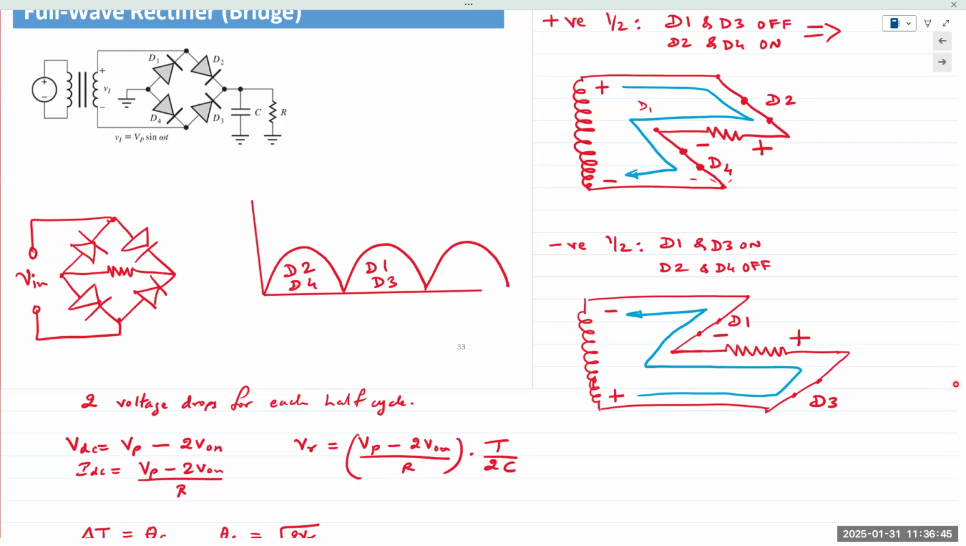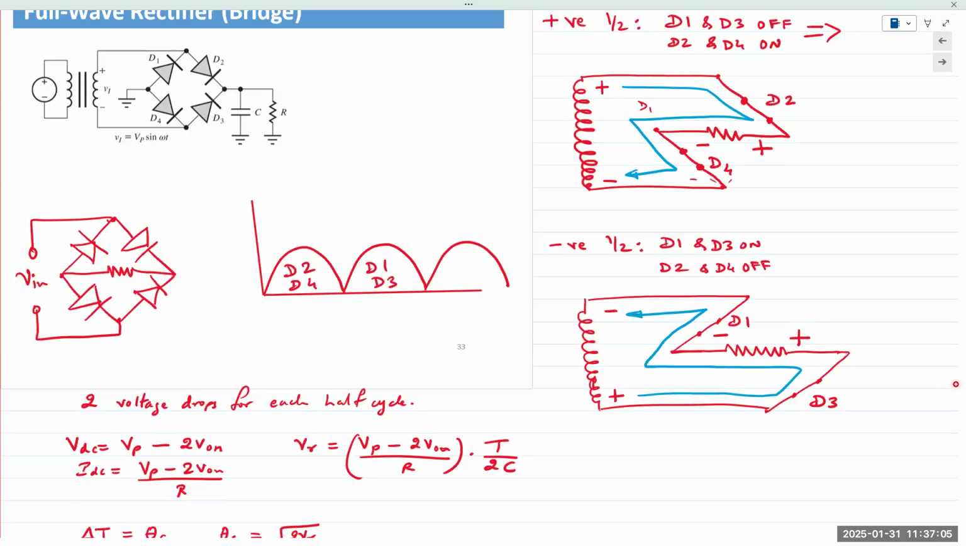So in the positive half cycle, D2 and D4 are on. In the negative half cycle, D1 and D3 are on. Thus, both half cycles are now rectified. The current flows in the exact same direction, so V out has the same polarity.